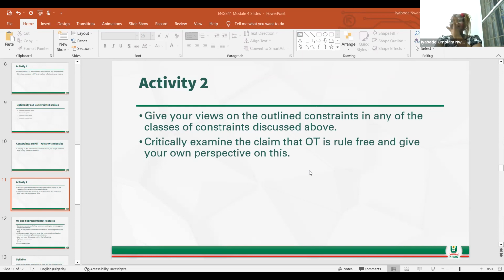Though I think, okay, let me put the phonological rules and the optimality theories, pitch them against each other, because the last class we are going to do is about Nigerian English. So I will want a paper on that too.